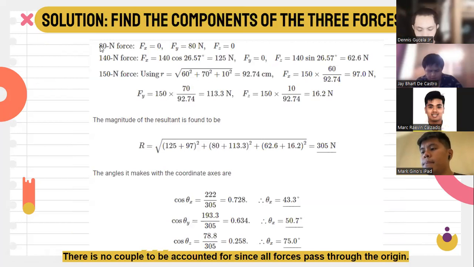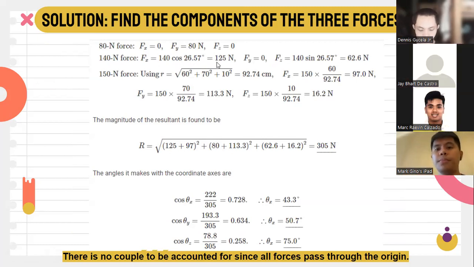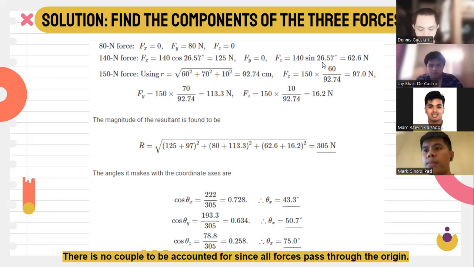Above are the givens. In F sub 1, we have 80 N. It's F sub x 0, F sub y 80 N, F sub z 0. In our F sub 2, we have 140 N. Its F sub x is 140 cosine 26.57 degrees, equivalent to 125 N. F sub y is 0, and F sub z is 140 sine 26.57 degrees, equivalent to 62.6 Newtons. So in the third one, or the F sub 3, we have 150 N.